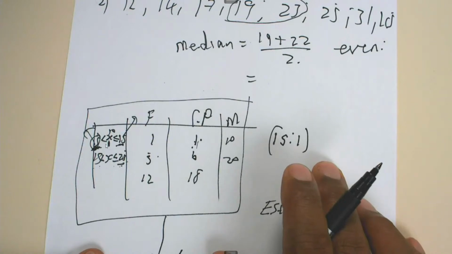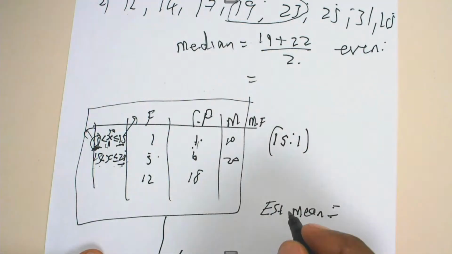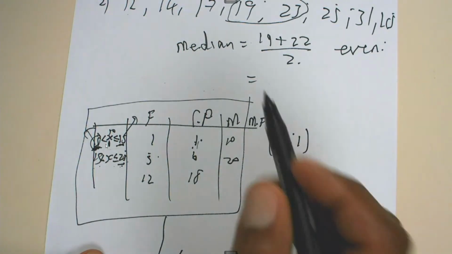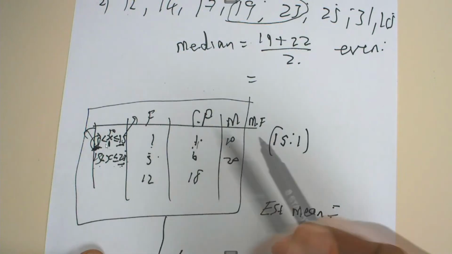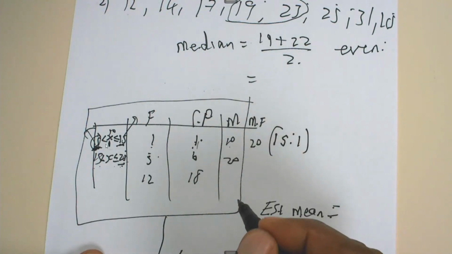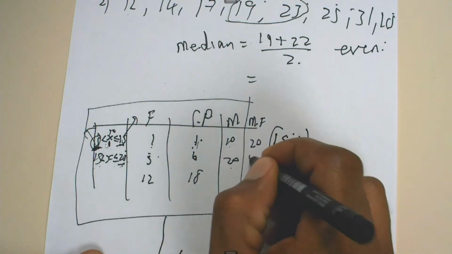After that, I take the midpoint multiplied by the frequency. So I will have 10 times 1. 10 times 1 is 10, right? That's what I need. And then after that, I have 20 times 5. Then you write down the answer.